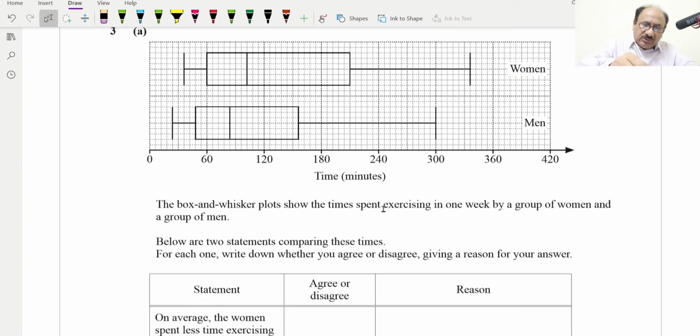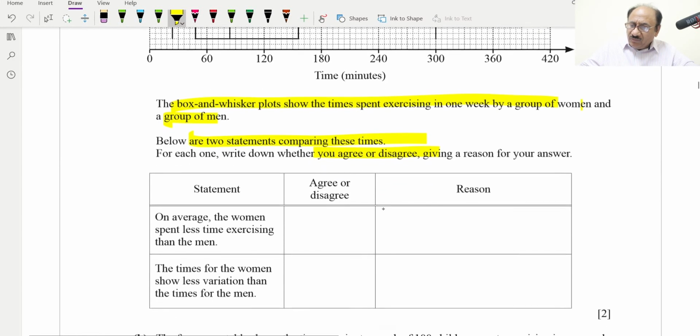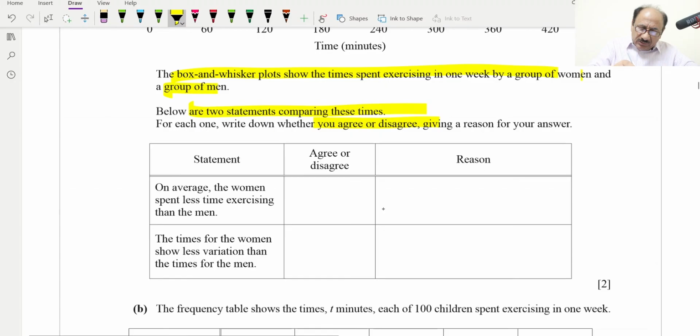So question number 3, box and whisker plot. The box and whisker plot shows the times spent exercising in 1 week by a group of women and a group of men. Below are two statements comparing these times. So this is basically the statement of the question. For each one, write down whether you agree or disagree, giving a reason for your answer. So the first statement is, on average the women spend less time exercising than men.